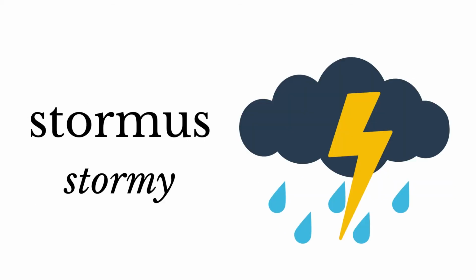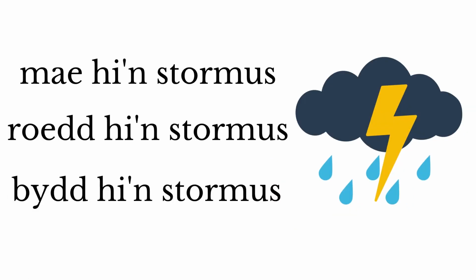This is a word that people often struggle to pronounce. That letter U makes an I sound. Stormus. Stormy. Mae hi'n stormus. Roedd hi'n stormus. Bydd hi'n stormus. It is stormy. It was stormy. It will be stormy.